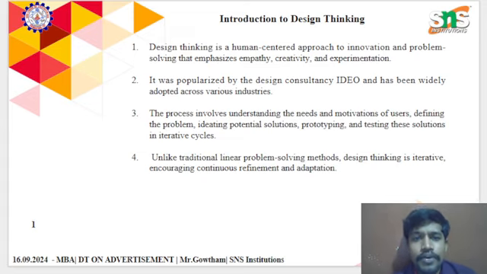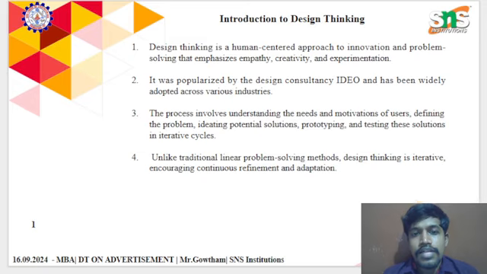The second point is that it was popularized by the design consultancy IDEO. It has been widely adapted, has gained a lot of experience, and is used at the national level for making proper plans and proper executions, giving a lot of solutions to realistic problems through design thinking approaches.